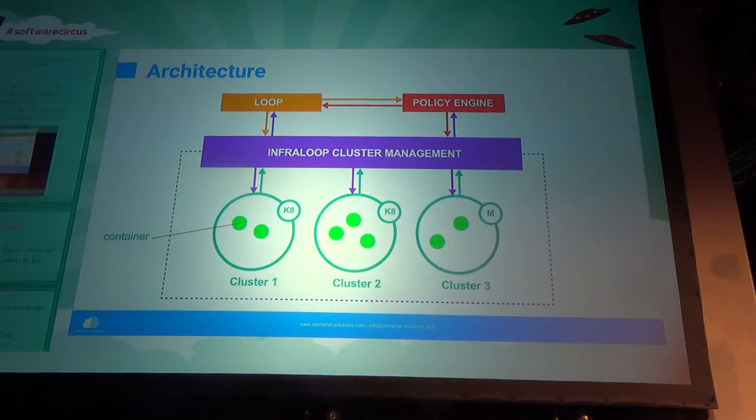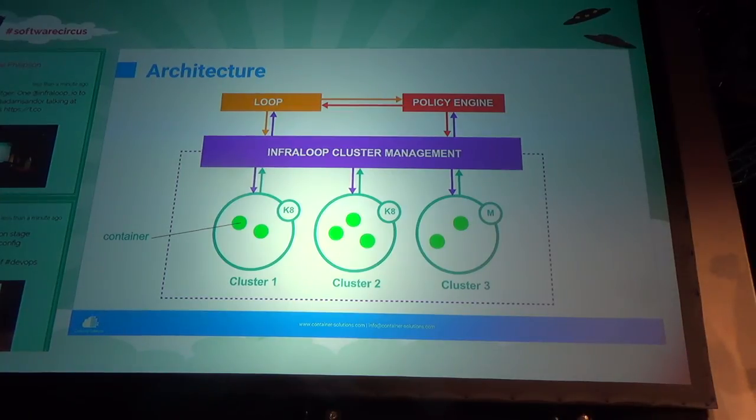So, on the bottom of this architecture diagram, you see three clusters with some containers running on them. We don't show the virtual or physical machines here. We just say that containers are running on a cluster, which is the abstraction level of a container orchestrator. When working with a container orchestrator, you don't really see the nodes, but you see a cluster represented by the orchestrator's API. So on top of these three clusters sits Infraloop, the cluster management layer of Infraloop, which provides a unified API over Mesos or Kubernetes to the higher layers, which are where the interesting stuff is happening.